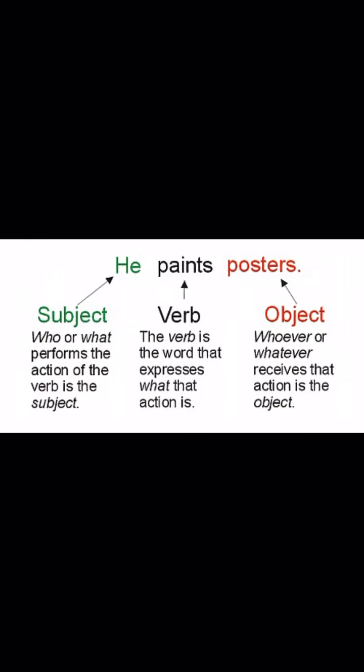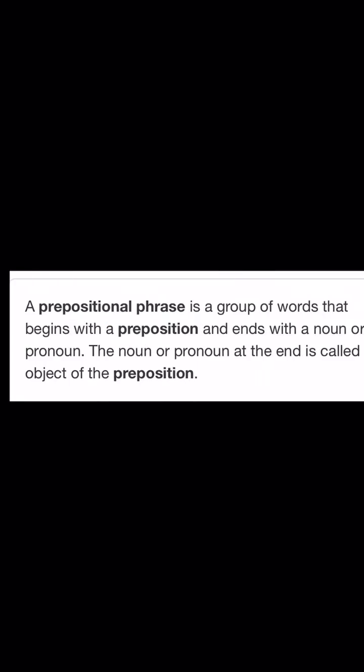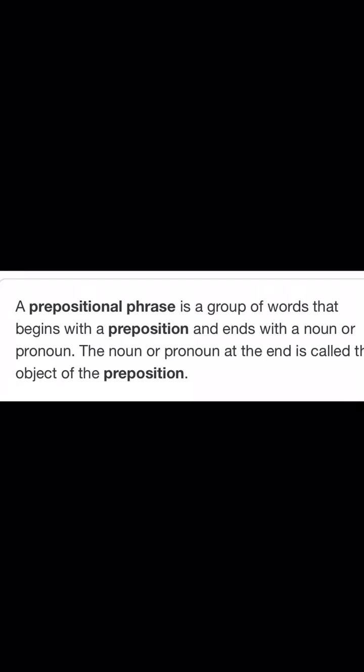Okay, object. What is an object? An object is the receiver of action. Just see the examples here. Okay, prepositional phrases. A prepositional phrase is a group of words that begins with a preposition and ends with a noun or pronoun or gerund. The noun or pronoun at the end is called the object of the preposition.